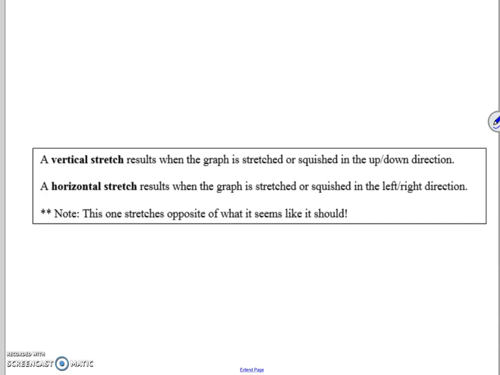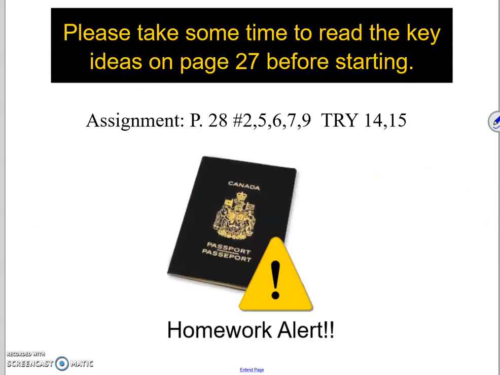Finally for today, it's really important to keep in mind that a vertical stretch results when the graph is stretched or squished in the up and down direction, whereas horizontal is stretched or squished in the left and right direction. And note that the horizontal stretch seems opposite of what it should be. So b is backwards. We're then just going to move on to the textbook questions. It'd be a great idea to read the key ideas on page 27 before starting these questions.